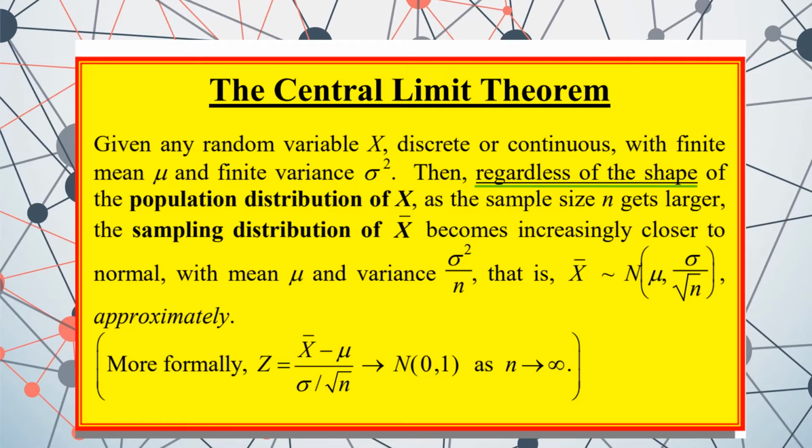If we are considering the central limit theorem, then regardless of the shape and regardless whether it is discrete or continuous, it can be a discrete function, it can be a continuous random variable, it can be symmetric and non-symmetric, whatever it is. If n is large, then the sampling distribution of X bar will definitely follow a normal distribution with mean mu, standard deviation sigma by square root of n approximately.